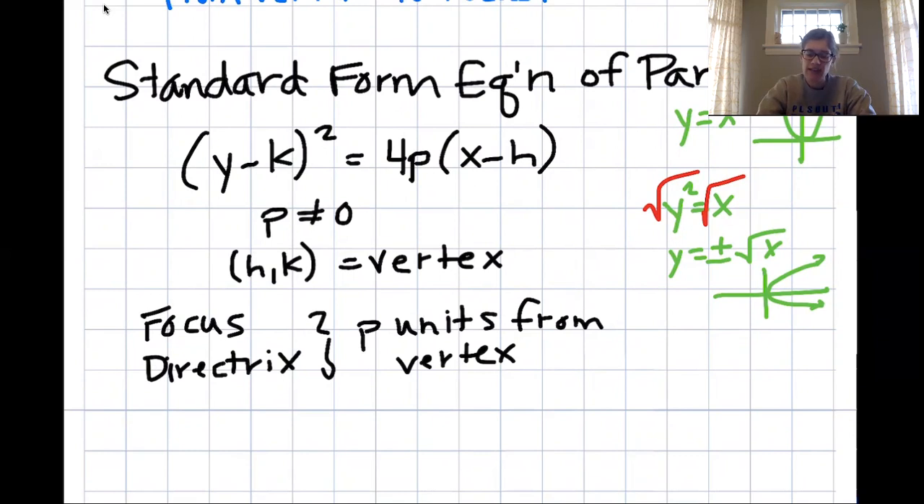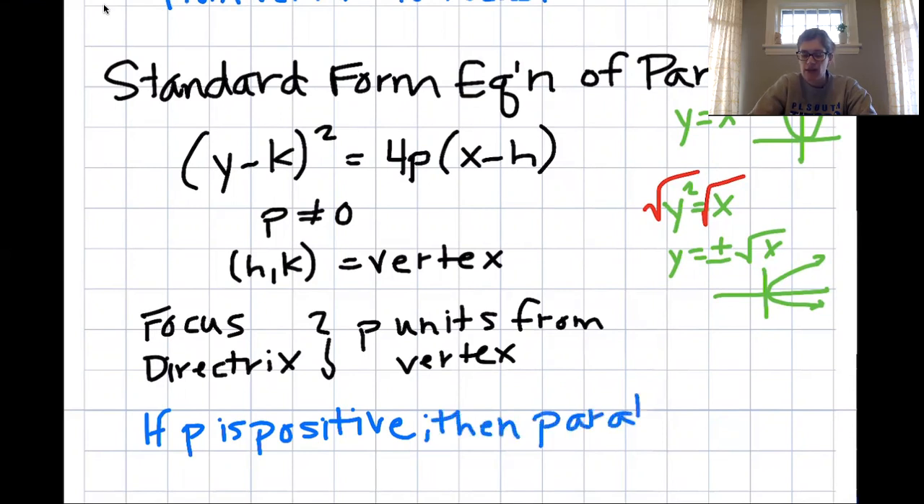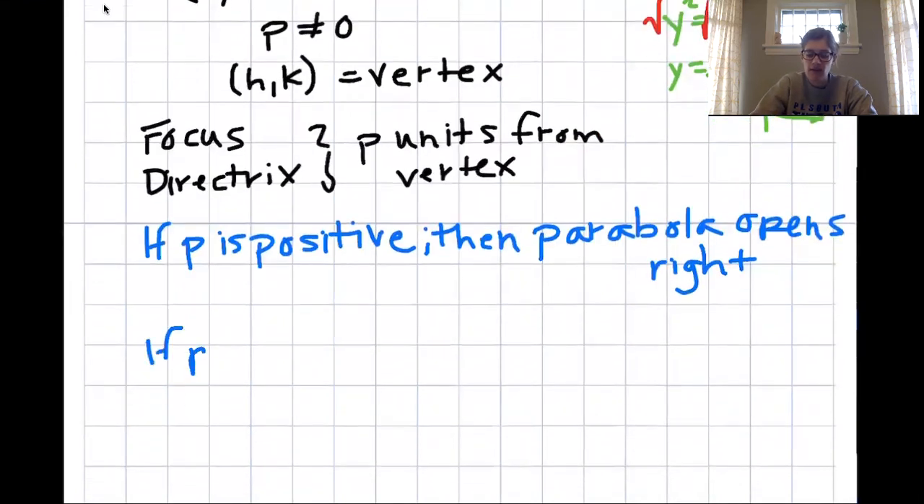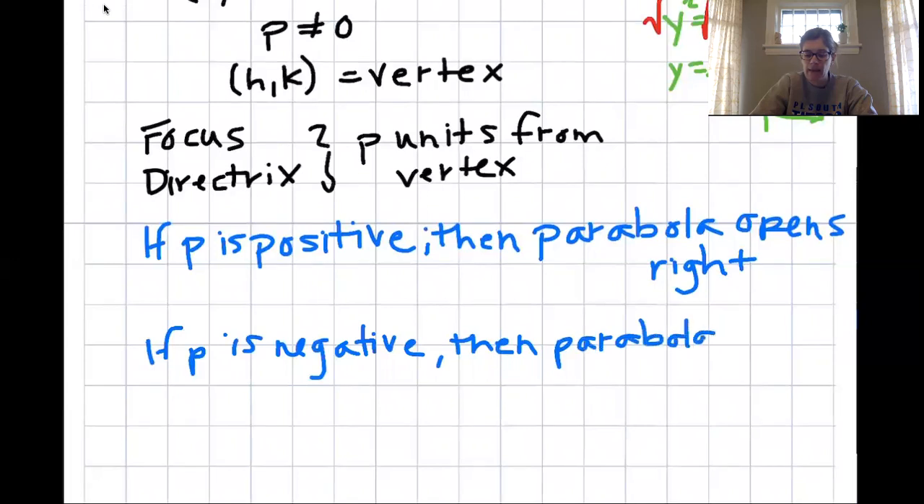So we could add to this, I suppose, a little note to ourselves. If p is positive, and it has the y minus k squared, then the parabola opens right. And if p is negative, then the parabola opens left. And that goes back to that whole directed distance from the vertex to the focus.